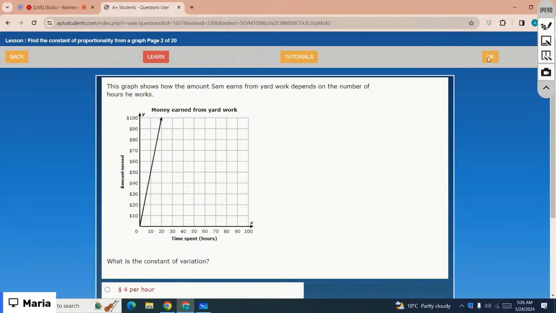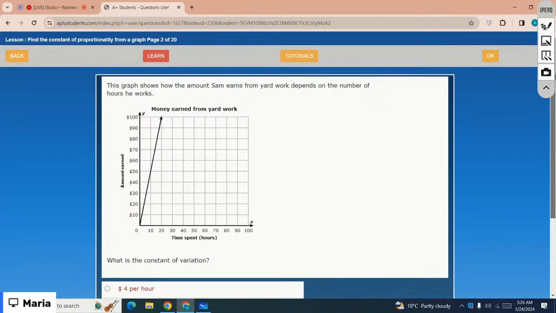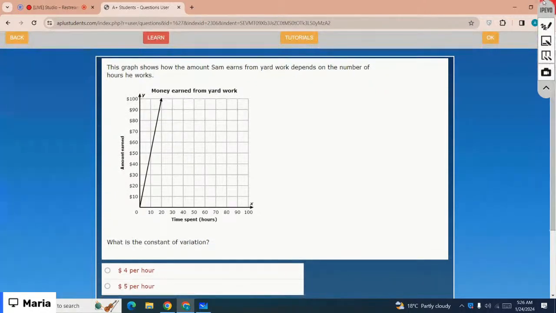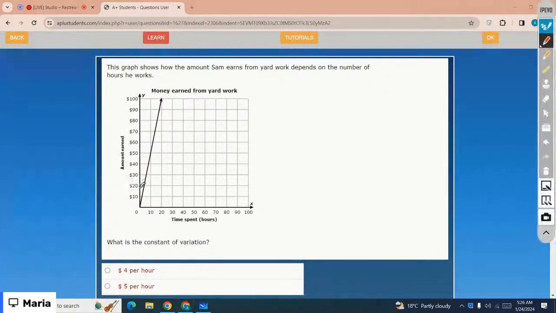Okay, the next one is, this graph shows how the amount Sam earns from yard work depends on the number of hours he works. So what is the constant of variation? So whenever you have to calculate the constant of variation, you need to select any two points. Let me just tell you an easiest way, right? Here are the 2 points on the graph, right?